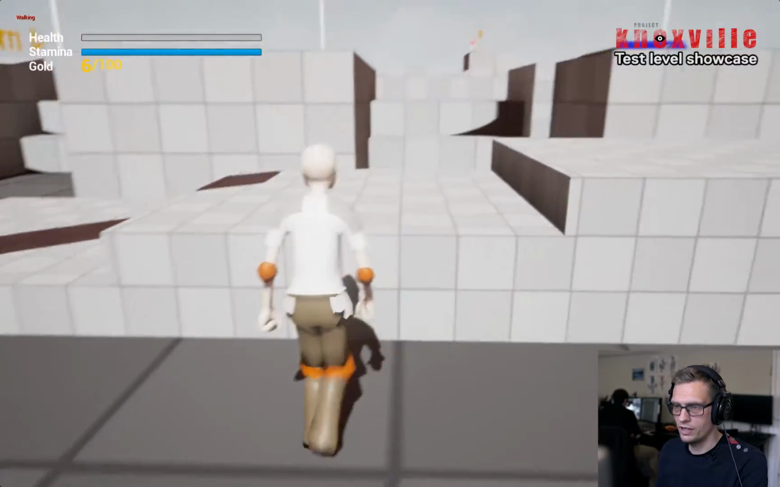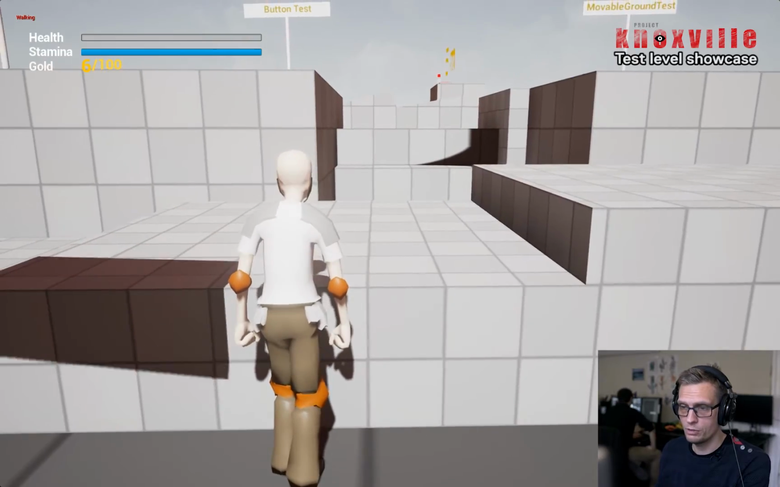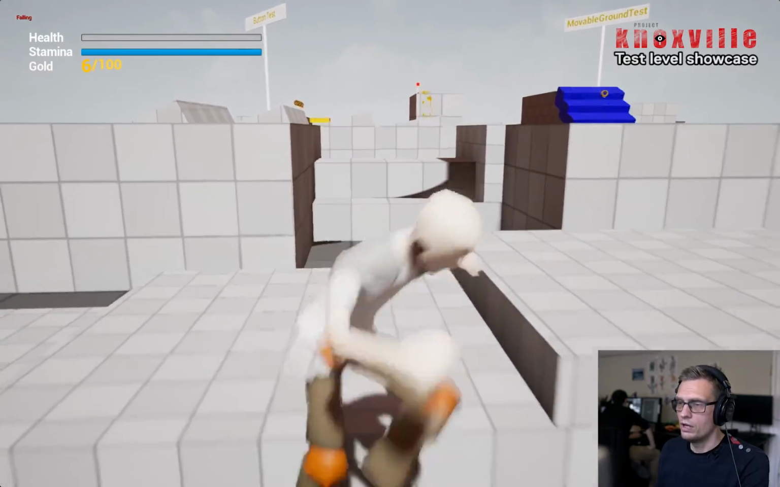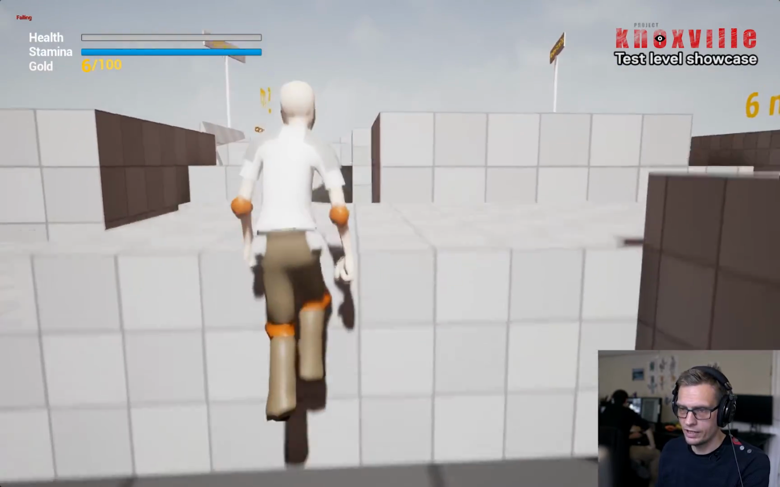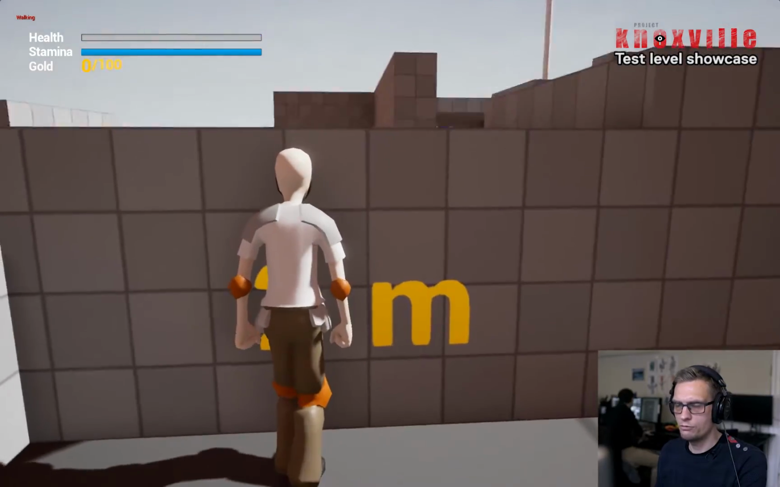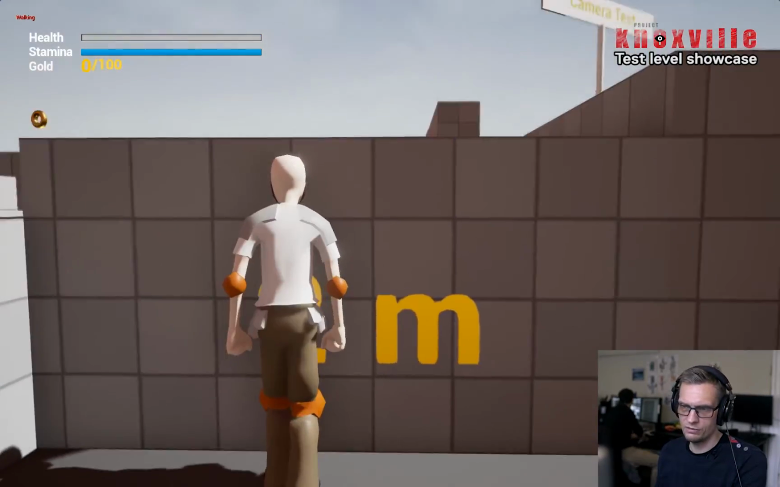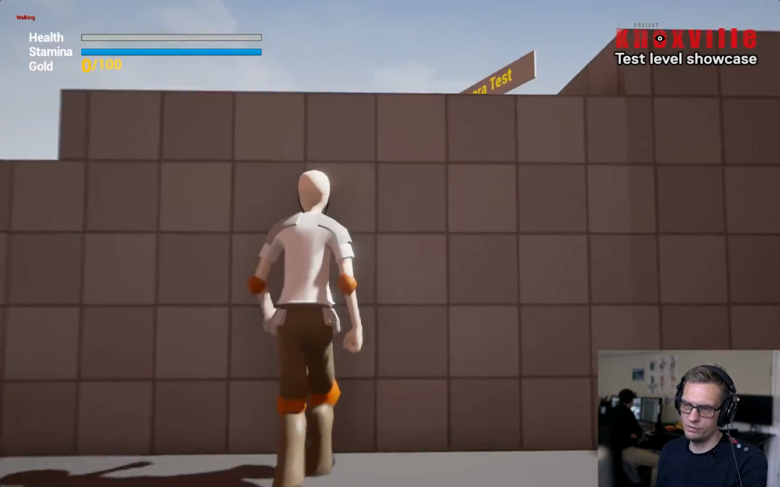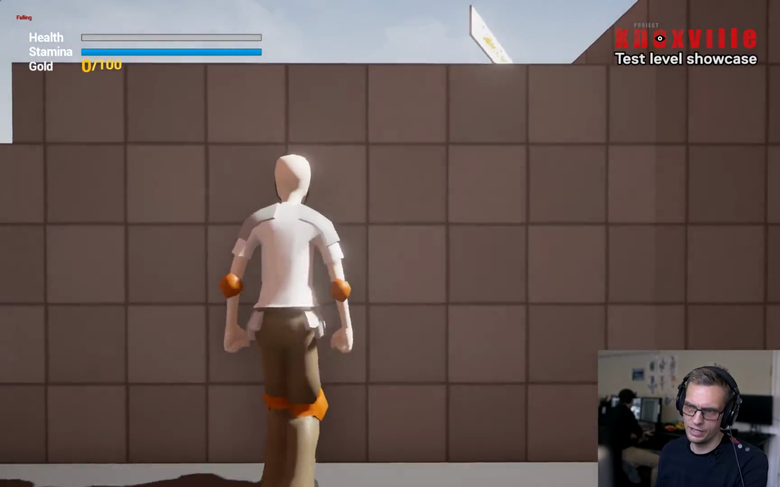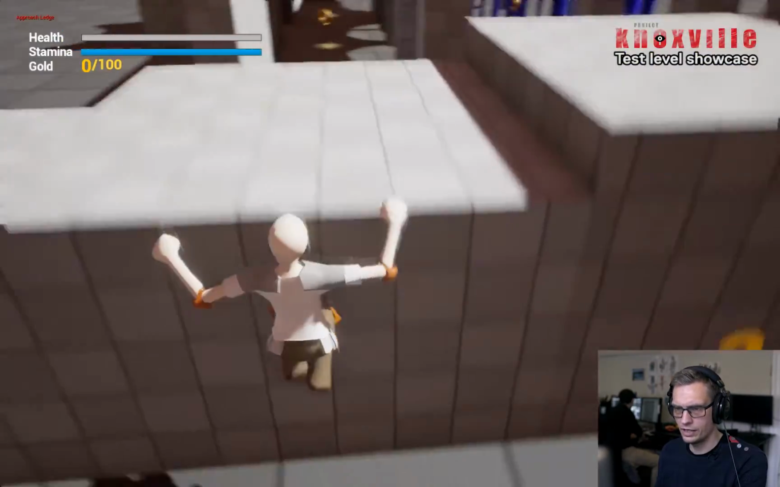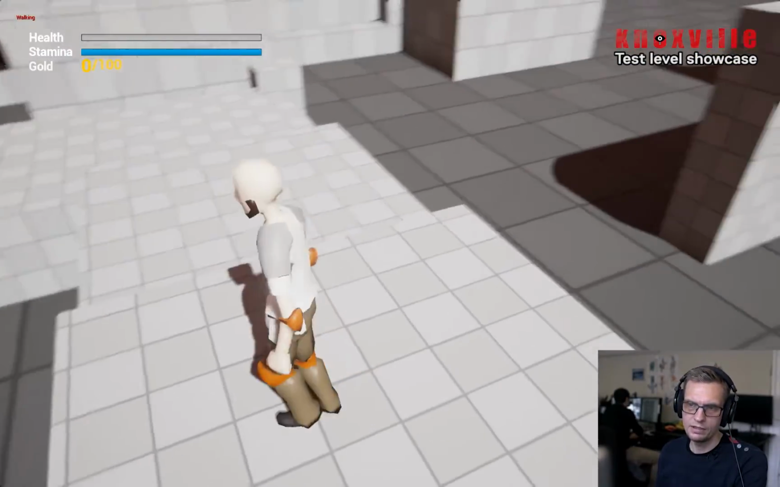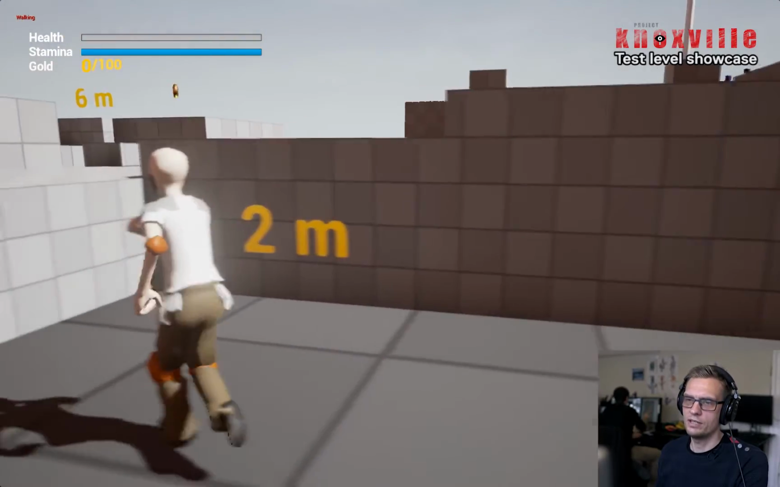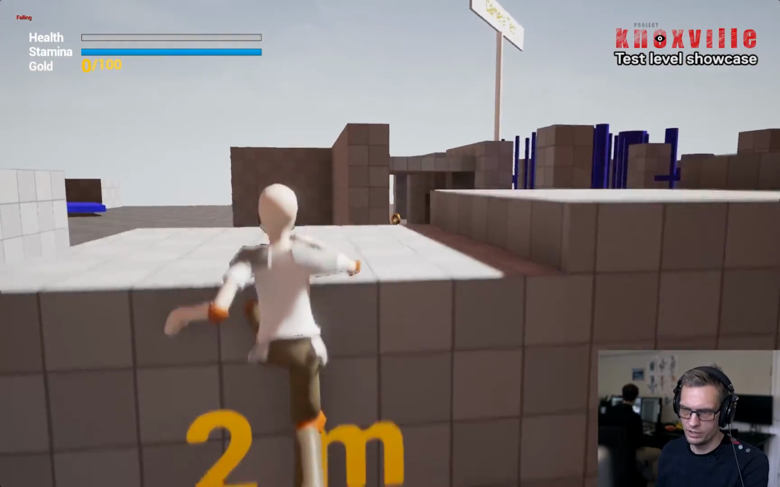Next to it, I have 1 meter here, and I can't walk up, but I can jump up here easily. 1.5 meters, again, I can jump up on that. Here I have 2 meters, and 2 meters is actually right now a dead zone. We have a very simple hang from ledge animation where the character can grab a ledge and then jump up like that. But there is a dead zone here where it doesn't really work.